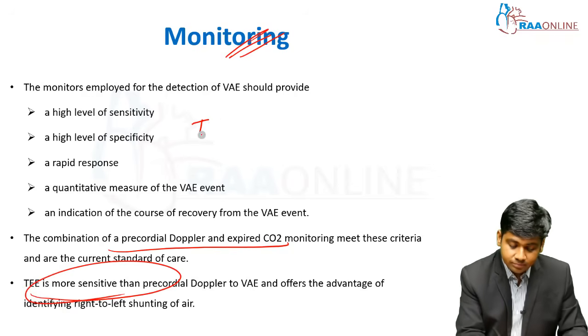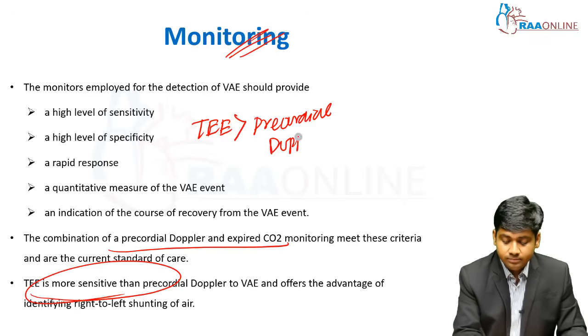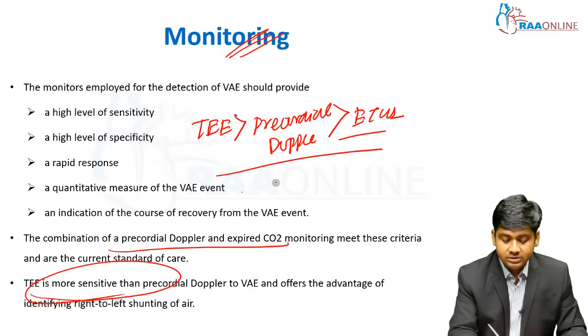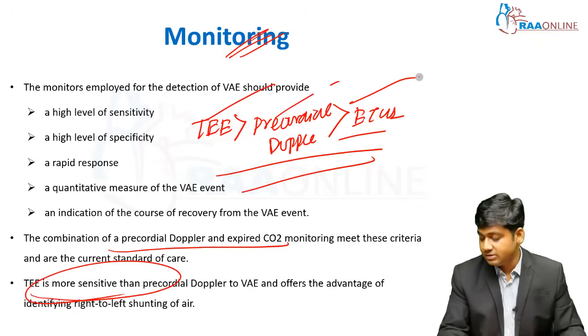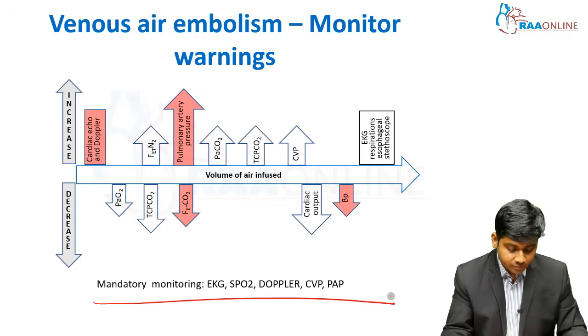So TEE, precordial Doppler, and EtCO2. These are the markers to detect venous air embolism. Fine. So here you can see monitoring.